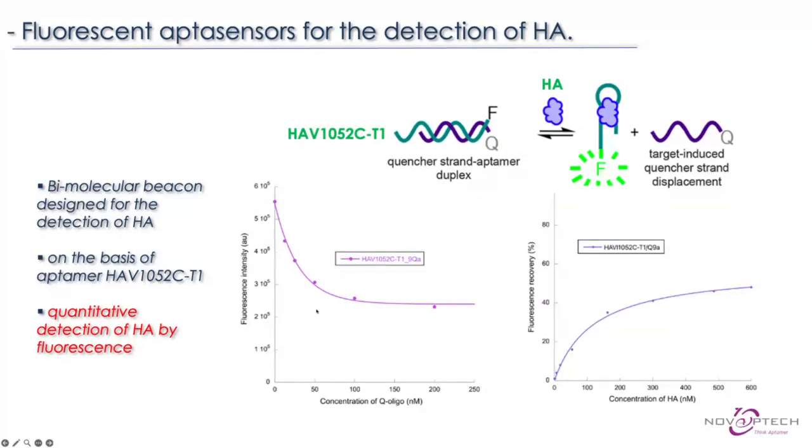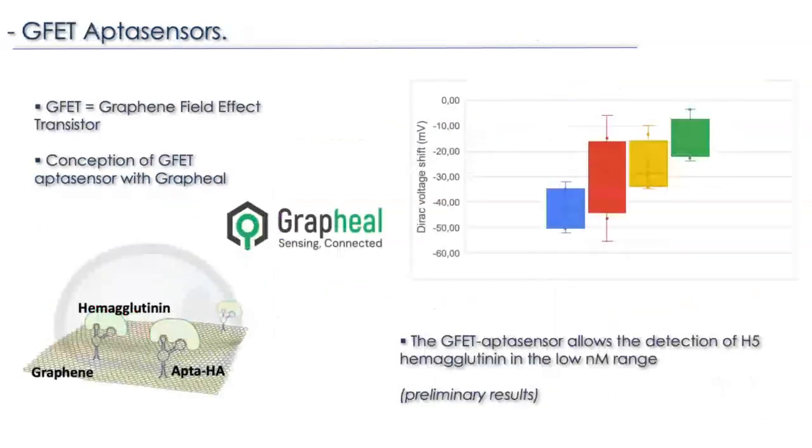When we use these for titrating with the quencher, we see that we reach a situation in which we have a reduced signal compared to the free state of the oligonucleotide of the aptamer. This signal is restored upon the addition of hemagglutinin. So we have a concentration-dependent signal that translates the presence of hemagglutinin in our sample.